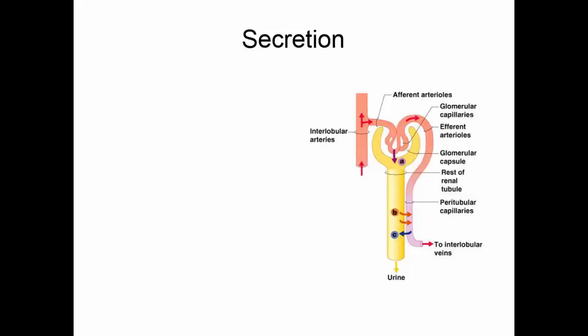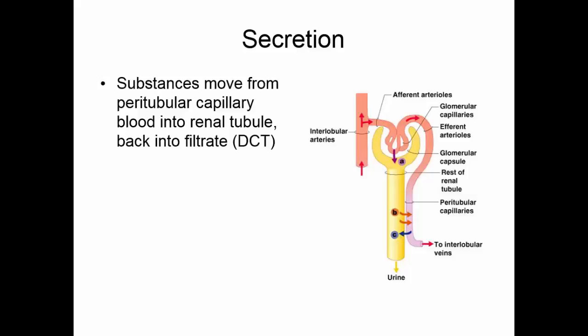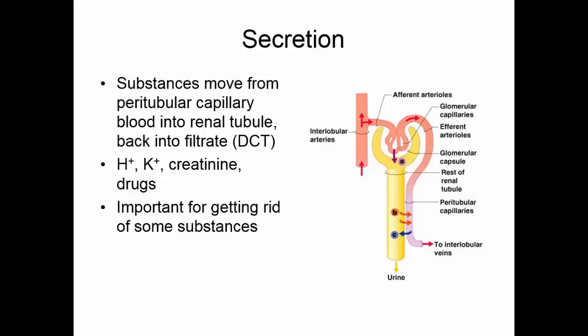The final step is secretion. When we recaptured some of the materials we needed, we also recaptured some material we didn't want, and we need to get rid of it. Secretion is going to be the movement of materials that are in the peritubular capillaries back into the renal tubules. Hydrogen ions, potassium, creatinine, which is a protein breakdown product, and drugs are secreted from the peritubular capillaries back into the distal convoluted tubule. This secretion process is important for getting rid of some substances that we either reclaimed or never filtered out.